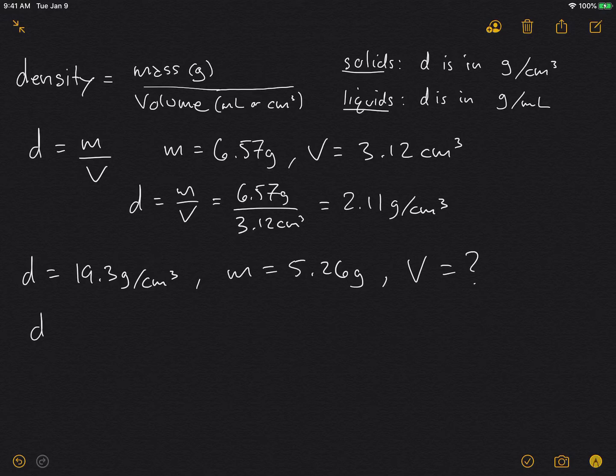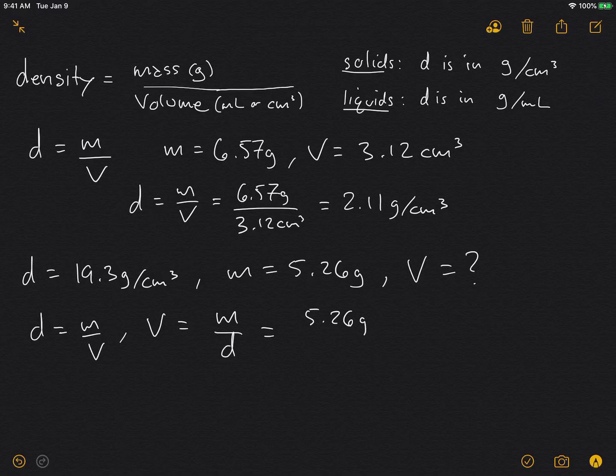Well, let's take the equation for density, density equals mass over volume, and solve for the volume. So if we multiply both sides by v, you get v equals the mass divided by the density. And so we can just plug in the numbers. Or you could also find this by noticing that the volume is in cubic centimeters, that's what we're looking for. So if we divide grams by grams per cubic centimeter, then we get cubic centimeters.